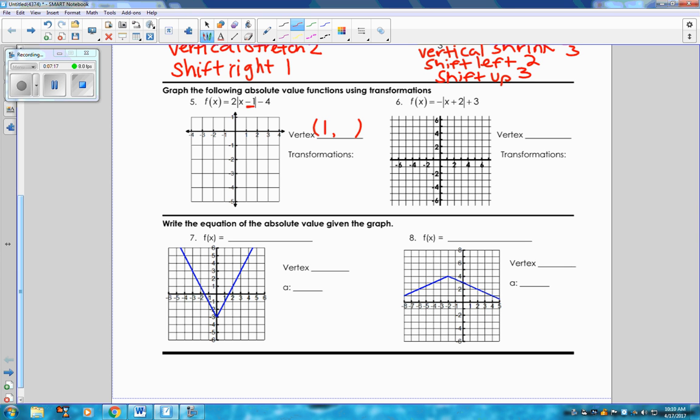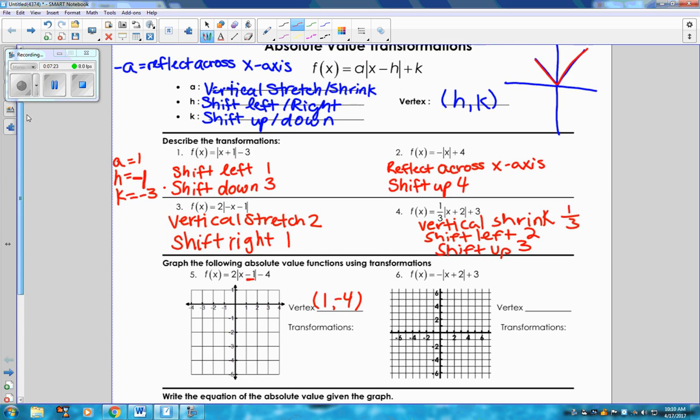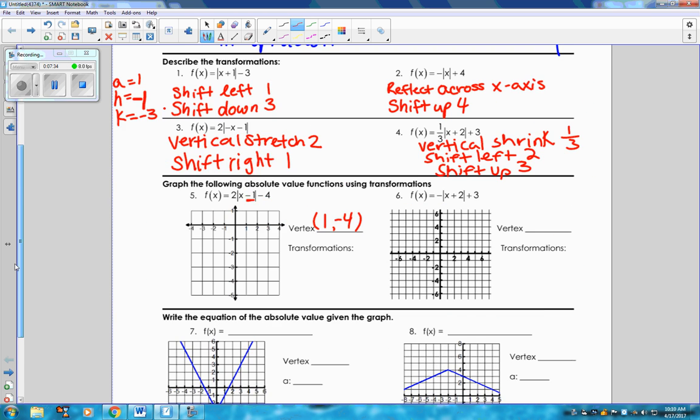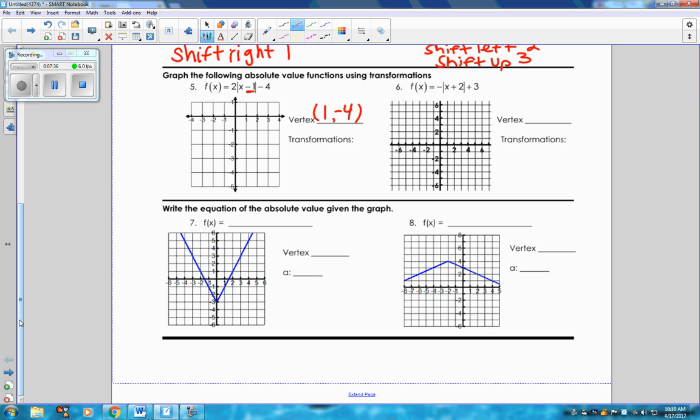And then what's my k? Negative 4. My vertex, if I'm going to go back up to my graph, is the point in the middle of the absolute value. Where the two lines of the absolute value meet, that's my vertex. So I'm going to draw my vertex, 1, negative 4. So here's my vertex.